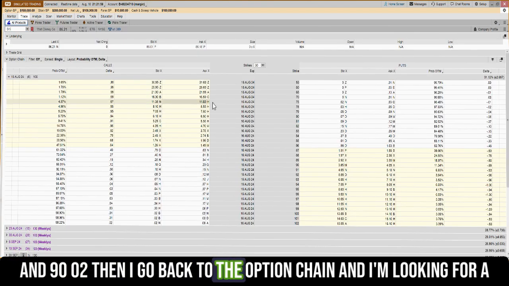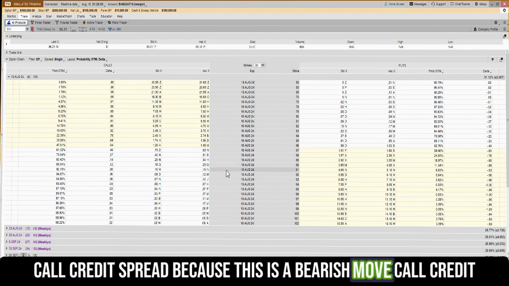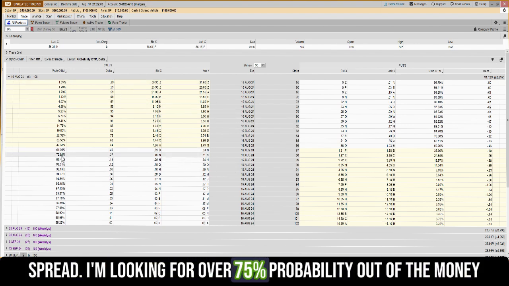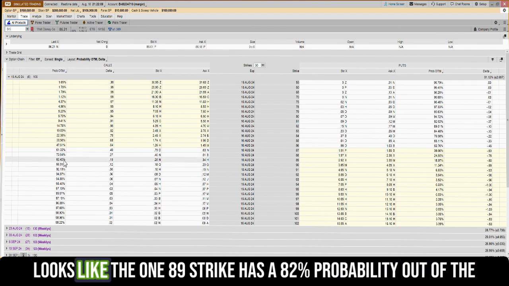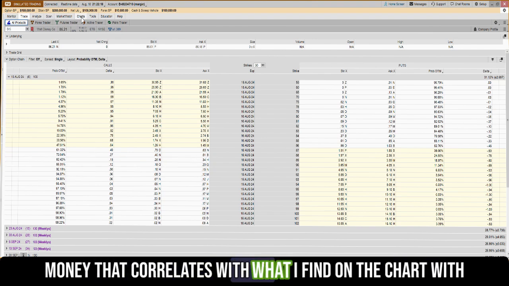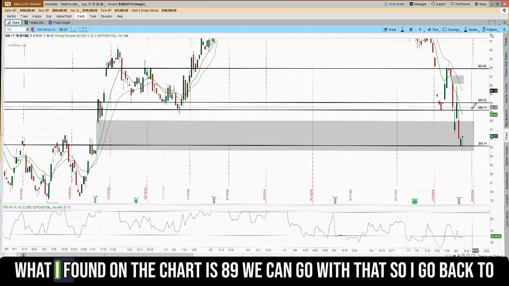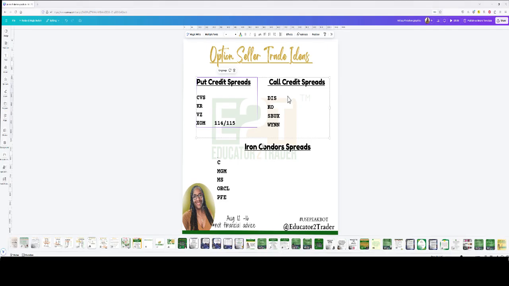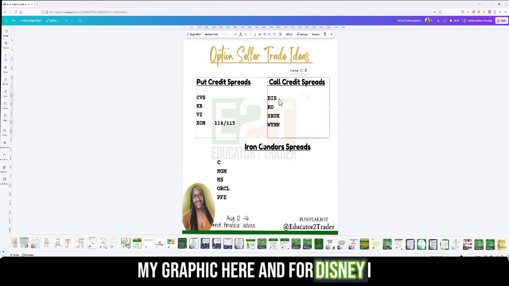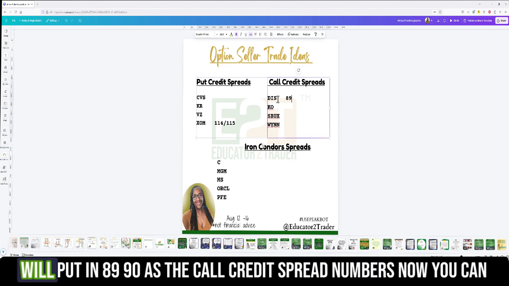Then I go back to the option chain and I'm looking for a call credit spread because this is a bearish move. Call credit spread, I'm looking for over 75% probability out of the money. Looks like the 89 strike has an 82% probability out of the money. That correlates with what I found on the chart, which is 89. We can go with that. So I go back to my graphic here, and for Disney, I will put in 89, 90 as the call credit spread numbers.